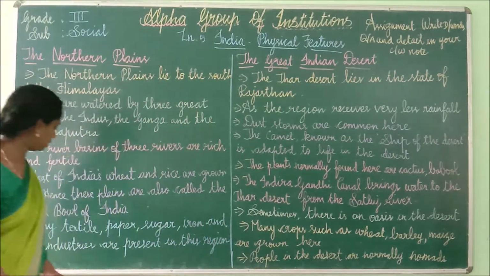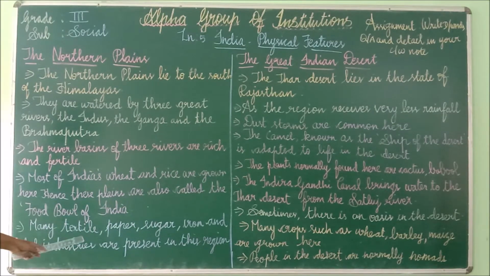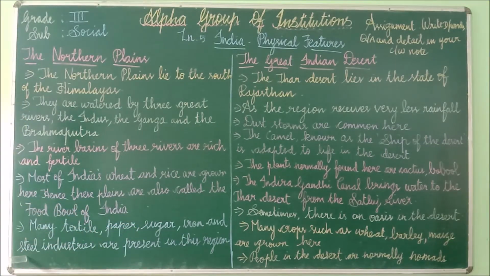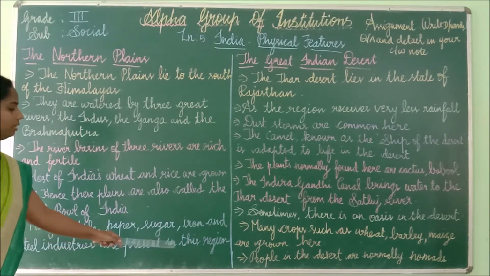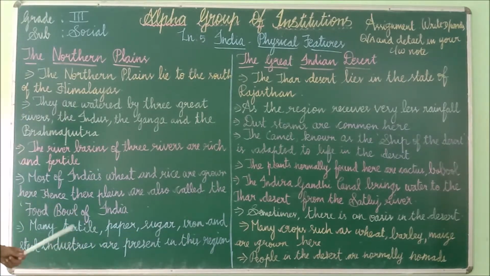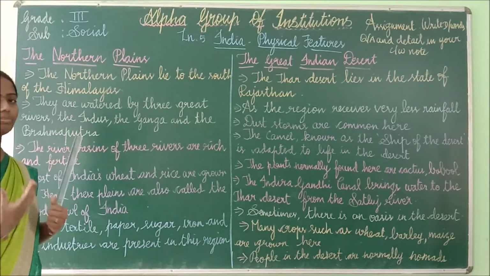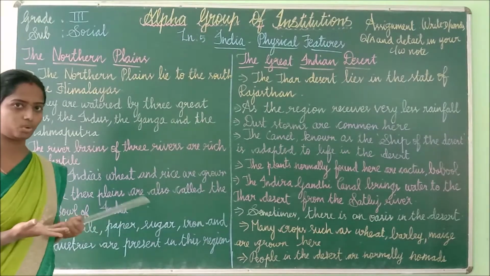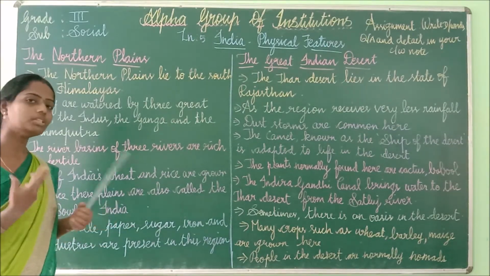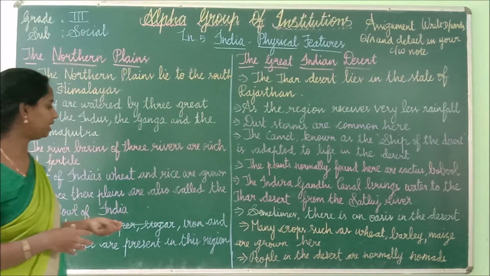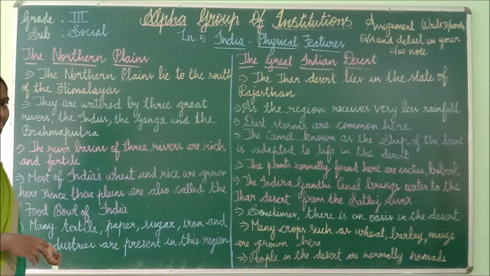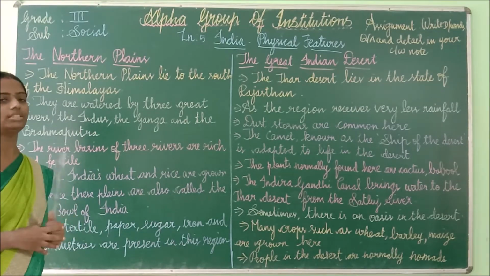And then what they said about the last point, see, many textile, paper, sugar, iron and steel industries are present in this region. Many textiles, which means we are wearing many different types of cloths, isn't it? Paper, you all know about what is paper, right? You all know about sugar also. It is a sweet concept. And then iron, you all know about what is iron. And steel industries are also present in this region only.